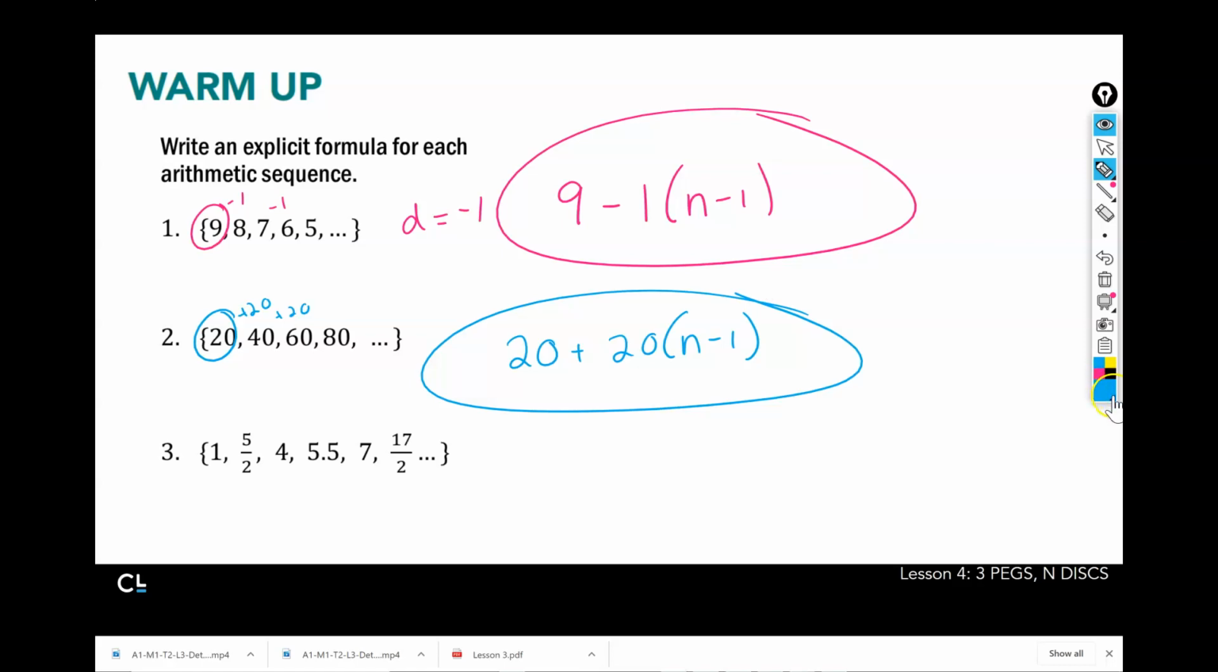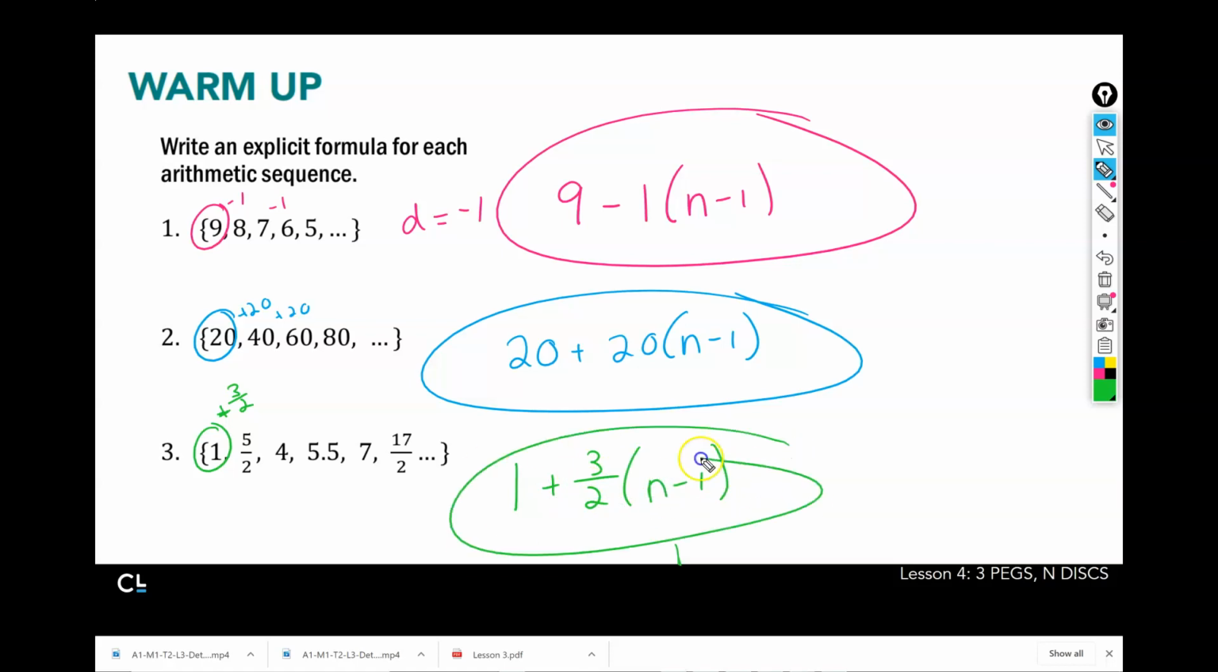The third one starts with 1, and we are increasing by 1.5 each time. And in algebra, we like to use improper fractions, so I'm going to keep that 3 over 2. So 1 plus 3 over 2 times my previous number, which is n minus 1.